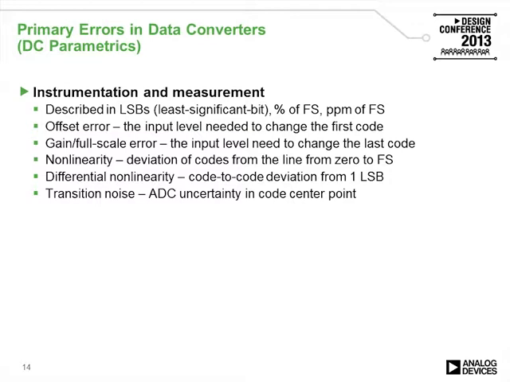Now, when we talk about linearity, there's two ways to talk about it. One is differential nonlinearity. This is the code deviation from exactly one LSB. As we move from code to code, some are going to be a little bigger, some are going to be a little smaller. What we try to do is make sure that all the transitions stay within a small enough range that all of our code transitions are covered.